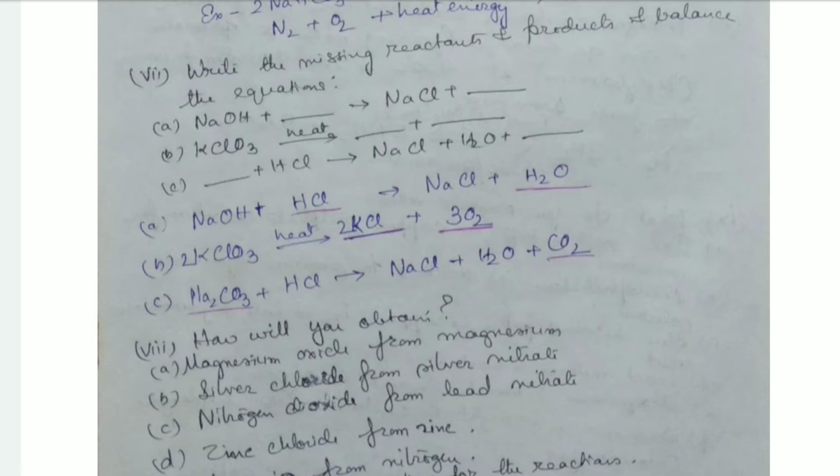Then sodium carbonate, Na2CO3 plus HCl. Na2CO3 reacts with HCl, hydrochloric acid, to form salt, water, and carbon dioxide is given out. Okay.